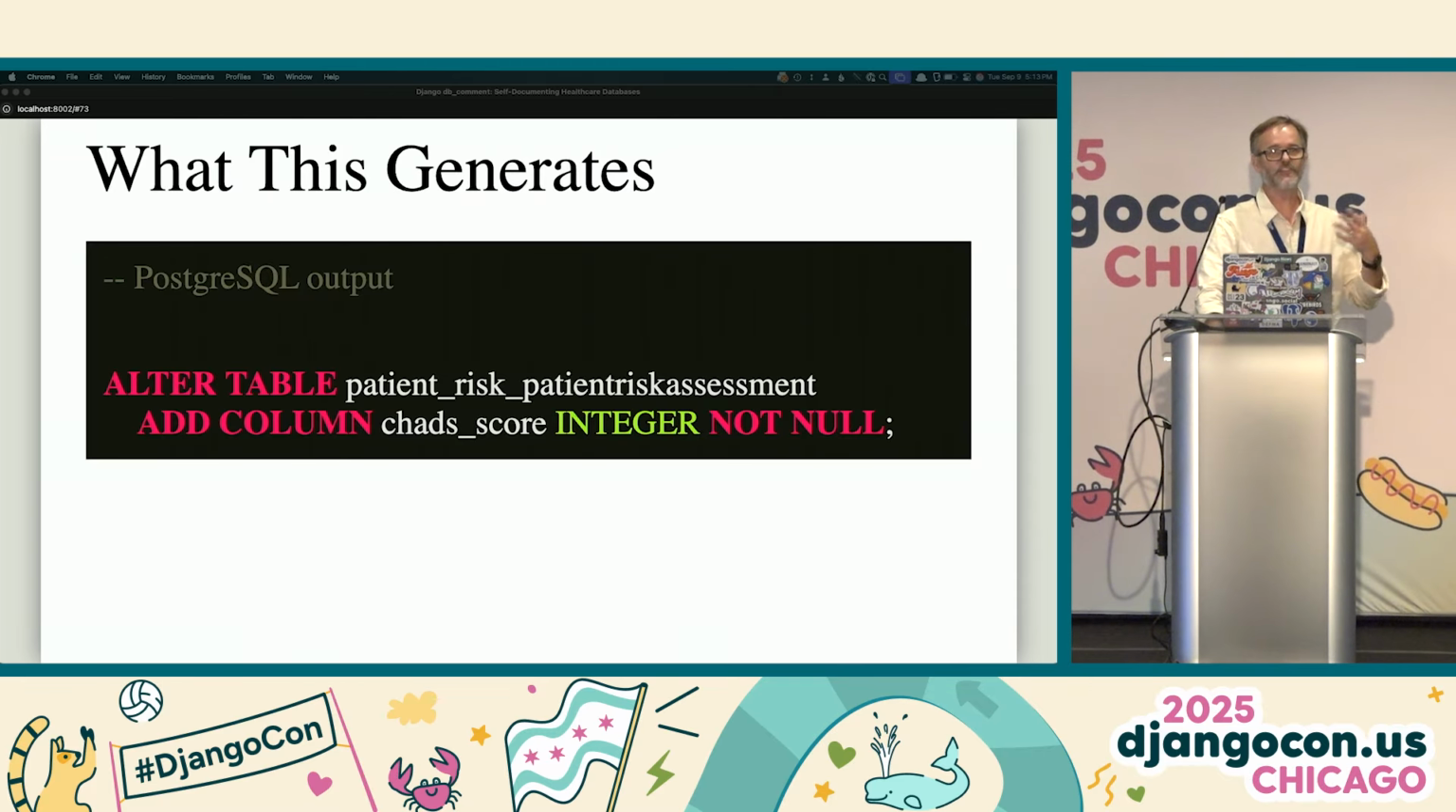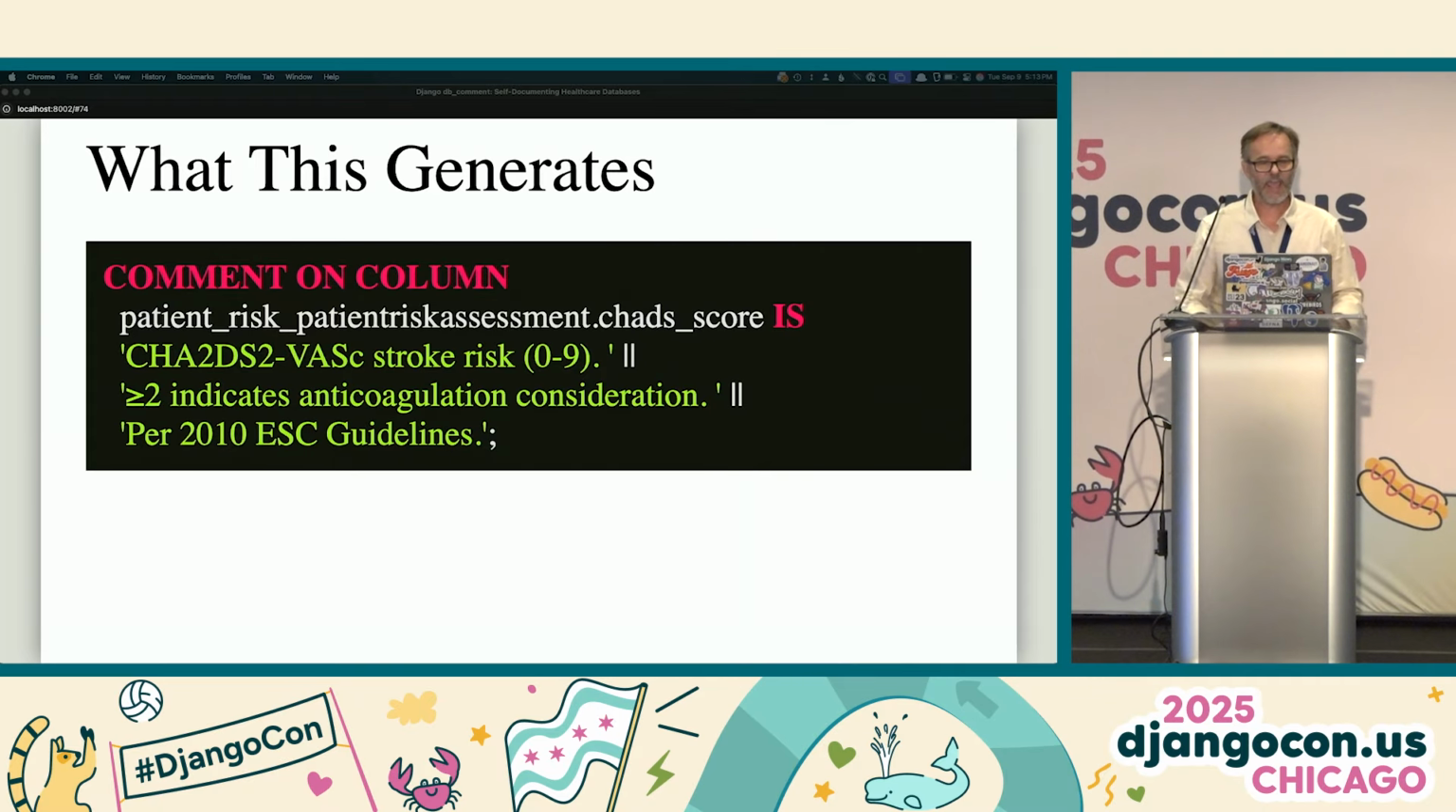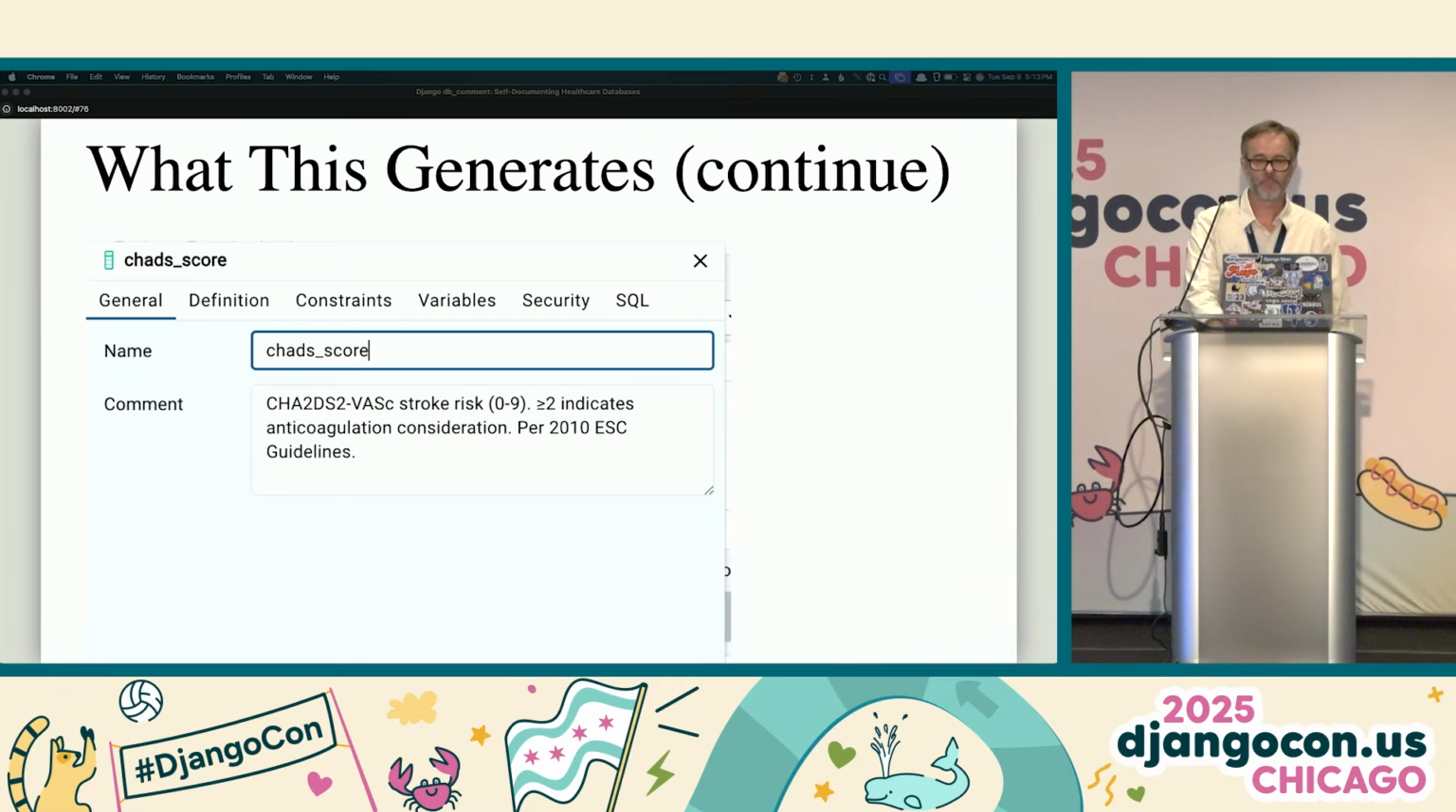And this is what it generates from a SQL perspective. We have that ALTER TABLE, which will add the column chad_score, but then it adds to that a COMMENT ON COLUMN that matches exactly what was in the db_comment. And as a result, anyone with querying access to the database can see this documentation. And if you're using pgAdmin, well, now you all can say that you've seen a comment inside of the pgAdmin area. Congratulations.